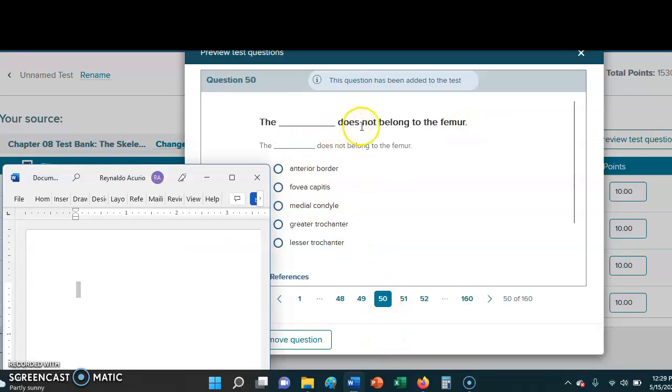The blank does not belong to the femur. And we have anterior border, fovea capitis, greater trochanter. Let's wait for 5 seconds. Okay, let's take a look at the figure.